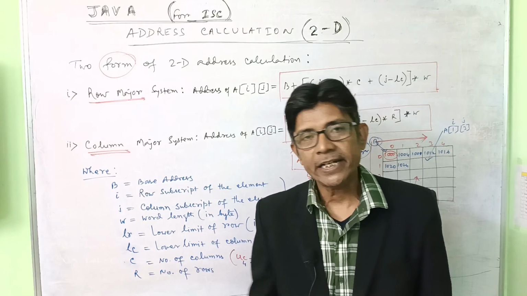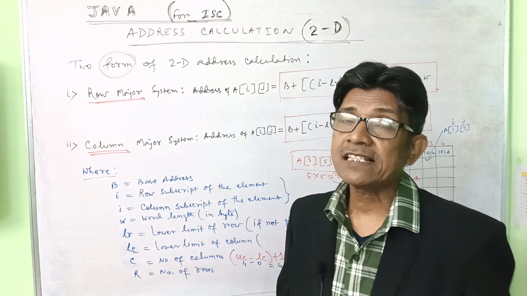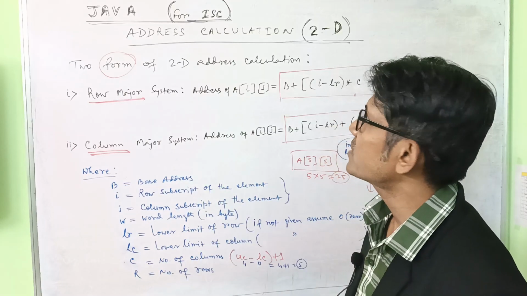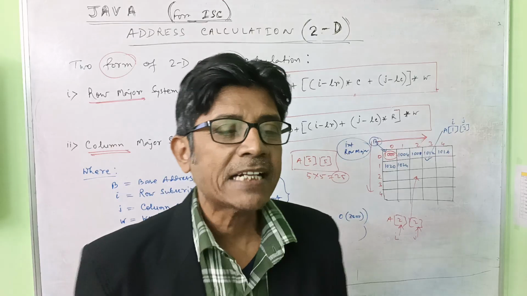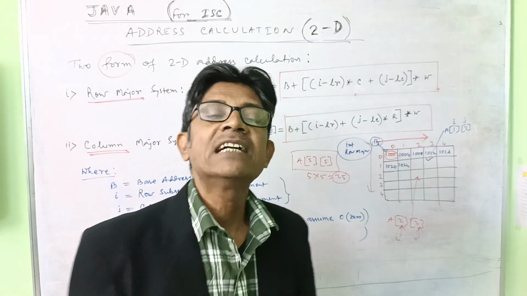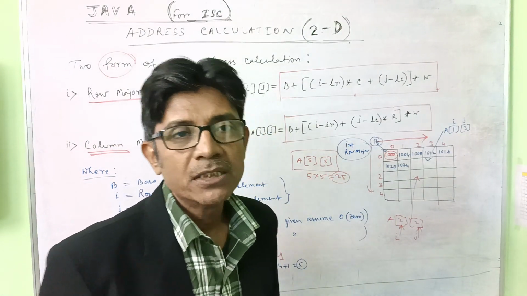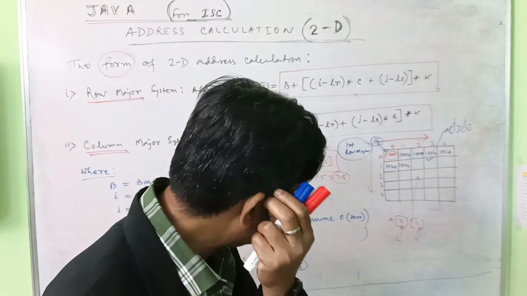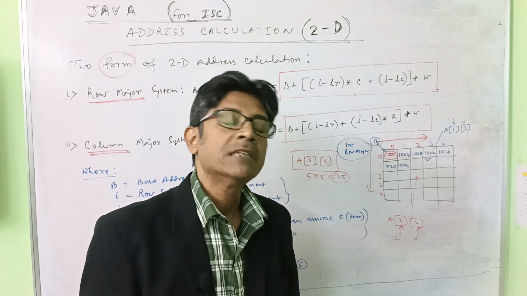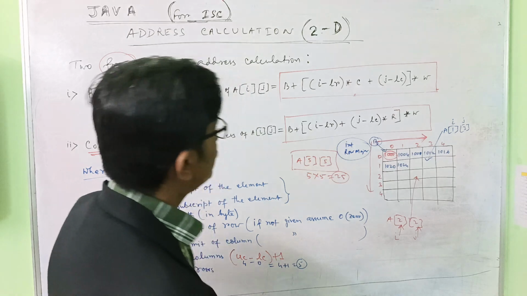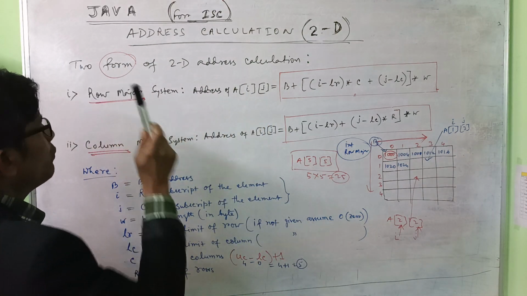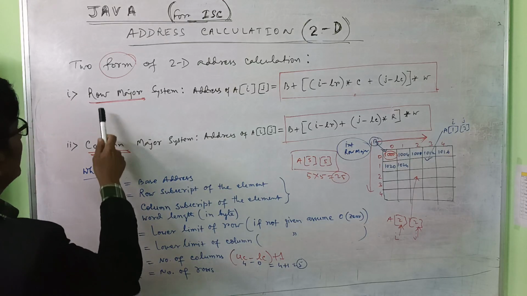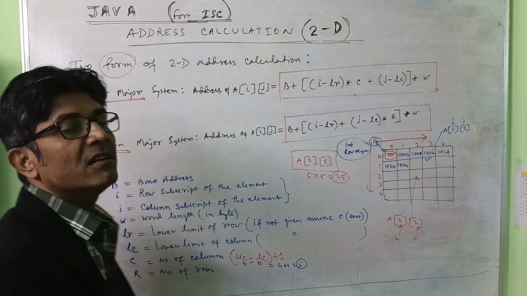So let us start today's class, that is two-dimensional address calculation. Whenever we create a two-dimensional array in any programming language, I'm taking Java today, there are two ways we can solve the problem. One is row major, another one is column major.